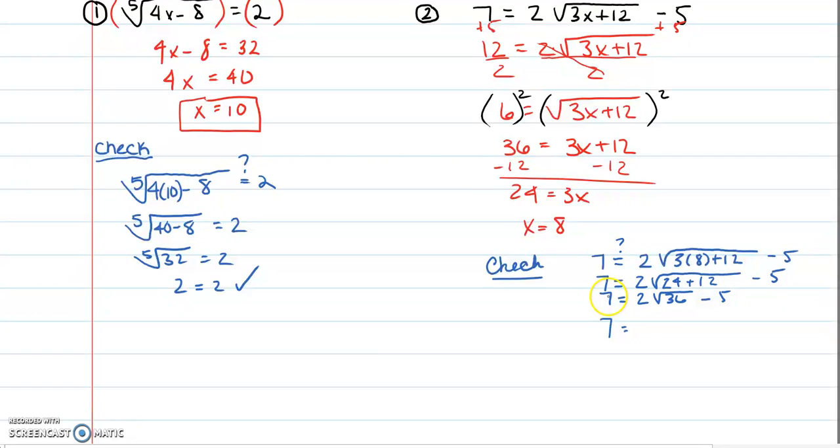7, so I'm not doing anything to do with the 7. 2 times 6 minus 5, so 7 equals 12 minus 5, so 7 equals 7. Yay! And then we go ahead and circle our final answer.